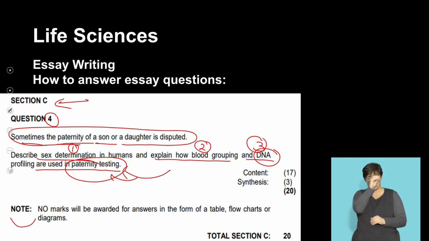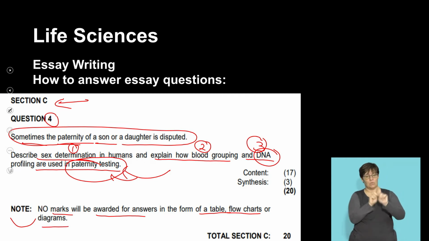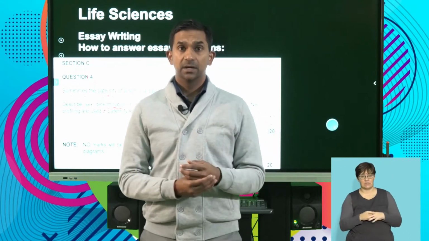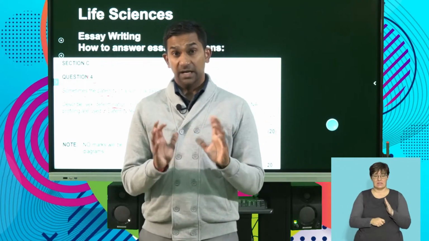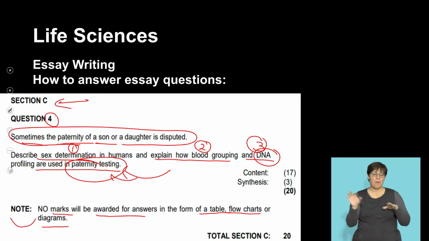An important note is that no marks will be allowed or awarded for answers in the form of a table, flow charts, or diagrams. And guys, I know that often we tend to rush through, and towards the end of the exam, we want to rush through and write out an essay in the form of a flow chart or simply listing some points. Unfortunately, that's not going to get you the marks. So let's look at how to write this essay after we've planned.